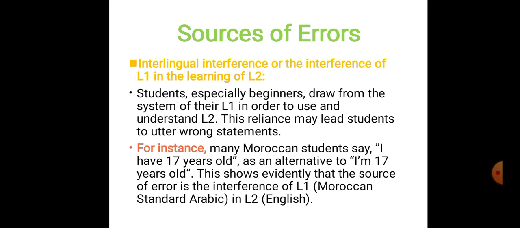Let's have an example. Many Moroccan students say "I have 17 years old" instead of "I'm 17 years old". This shows evidently that the source of error is the interference of L1 Moroccan Arabic in L2 English. Or French intervenes in learning English, L2. This is salient, the interference of French in English.